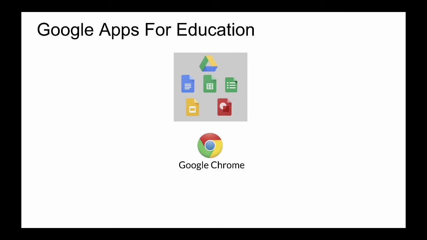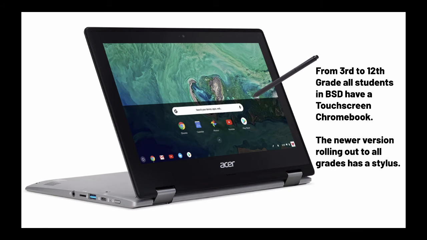Now, as I said, it is the tip of the iceberg, but the main component or reason that we use it is because our students all have Chromebooks. They have Chromebooks from 3rd grade to 12th grade in a 1-to-1 setting. They are touchscreen, and the newer version that's rolling out has an attached stylus. Now, because it is called a Chromebook, one would think, oh, okay, Chrome. That means it uses Google Chrome and the Google suite of products, and you would be exactly right. So that's basically all a Chromebook does.